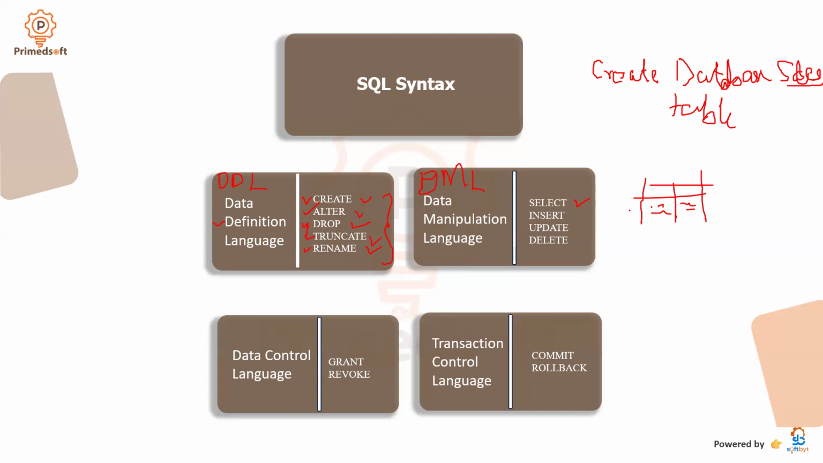The next is insert. Insert is used to insert data. You have created an empty table, and you can use insert to add data into the table. That's what it does. And then the next is update. You're done creating your data and you made a mistake in your name, so you can go there and update your name.